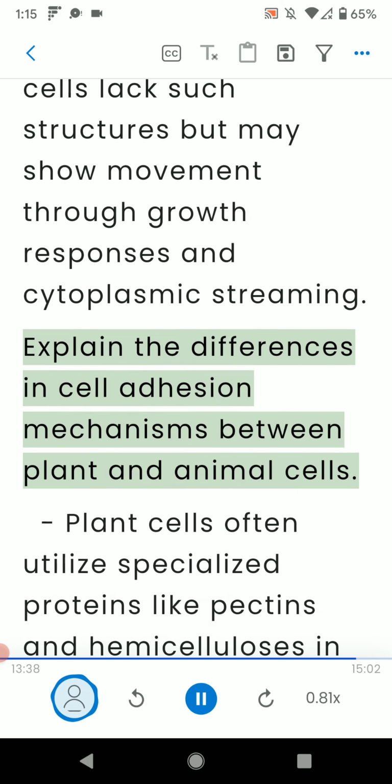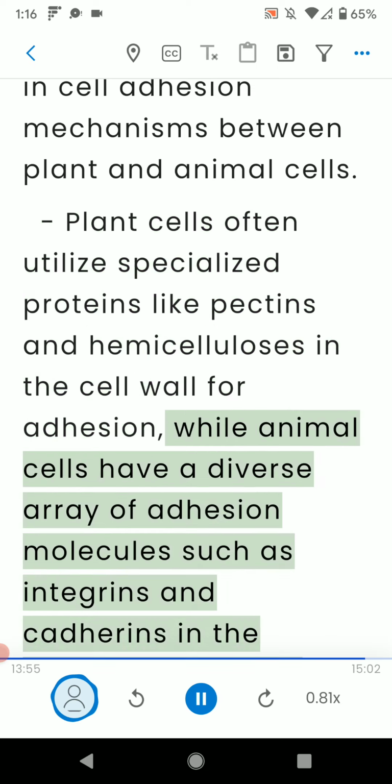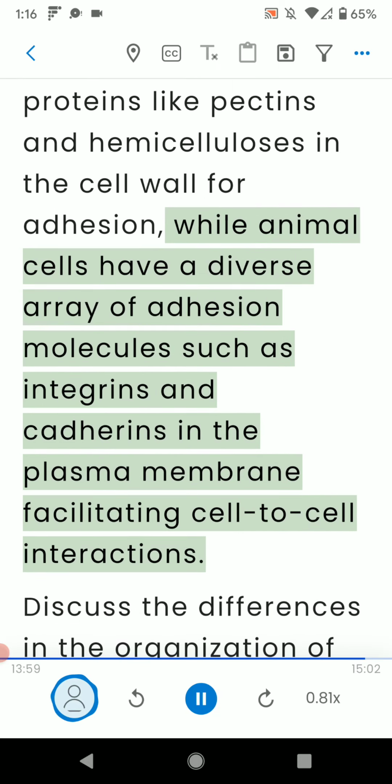Explain the differences in cell adhesion mechanisms between plant and animal cells. Plant cells often utilize specialized proteins like pectins and hemicelluloses in the cell wall for adhesion, while animal cells have a diverse array of adhesion molecules such as integrins and cadherins in the plasma membrane facilitating cell-to-cell interactions.